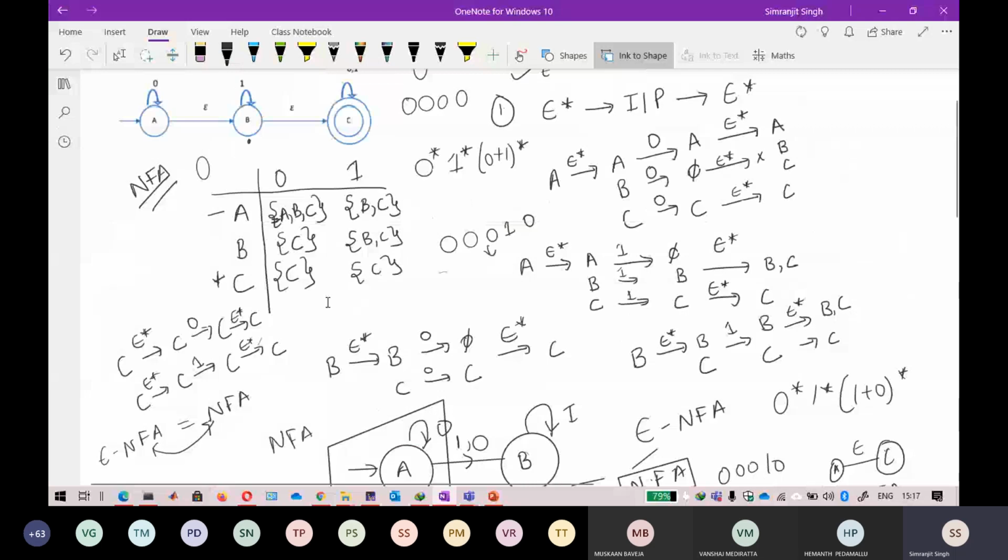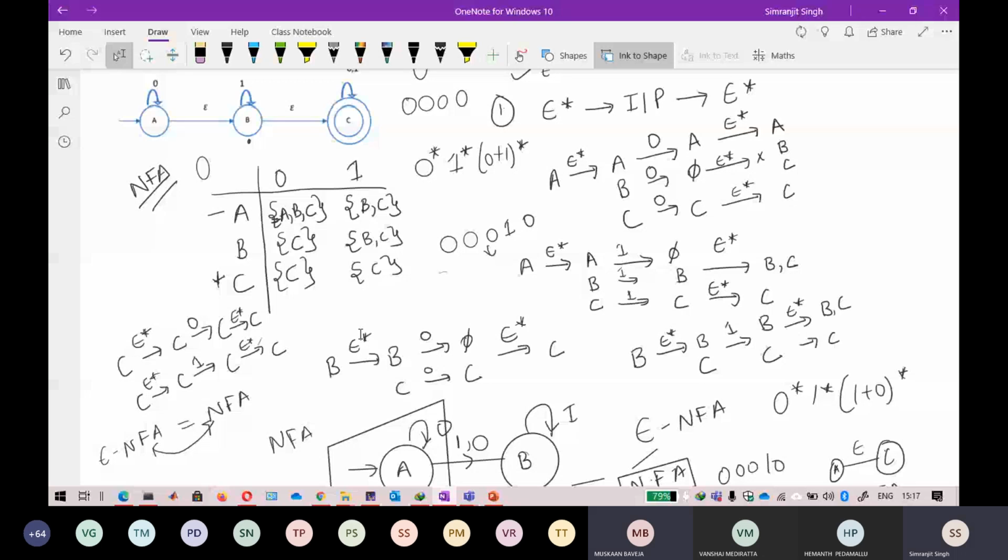Is your question a bit different? No, sir, I'm asking that in the epsilon NFA, I can reach from the starting state to the final state without giving any input. But I can't do the same in this NFA. And to do that, I have to make A the final state.